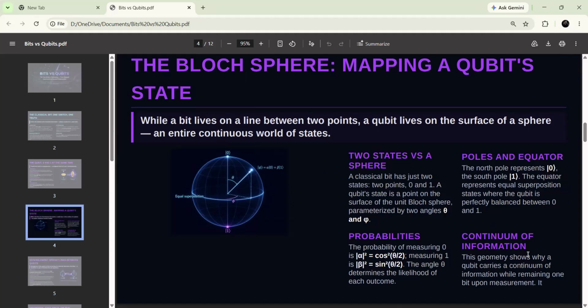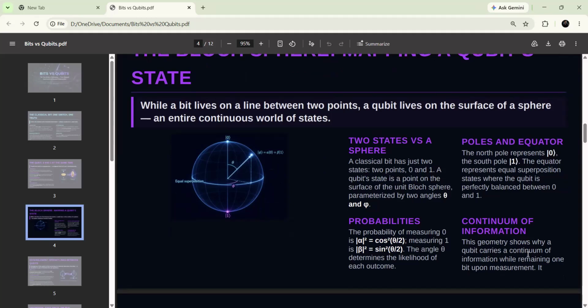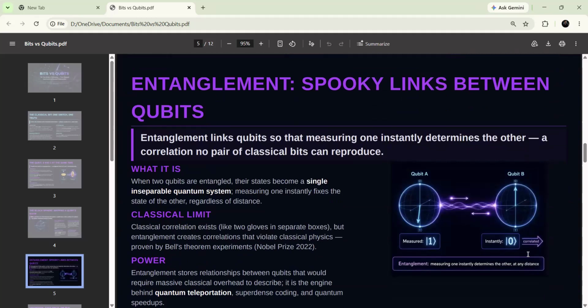Next one is the continuum of information. If you see this geometry or this diagram, it is showing why a qubit is going to carry continuous information while remaining one bit upon measurement. So that's the thing.